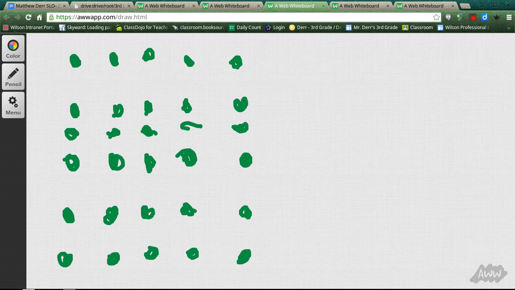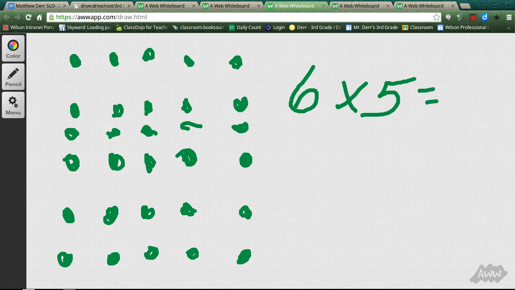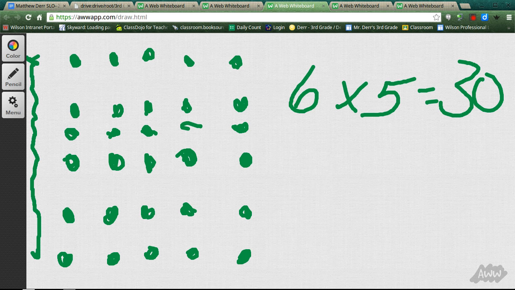Let's try another one. What array do you see here listed for you? All right, so we've got 1, 2, 3, 4, 5 going across. And how many going down? How many rows do we have of 5? We've got 6. So we see a 6 times 5. And those of you that have been practicing your facts, what do you get for 6 times 5? All good. And let's count those up. We could count it as 5, 10, 15, 20, 25, 30. We say we got 30 there.